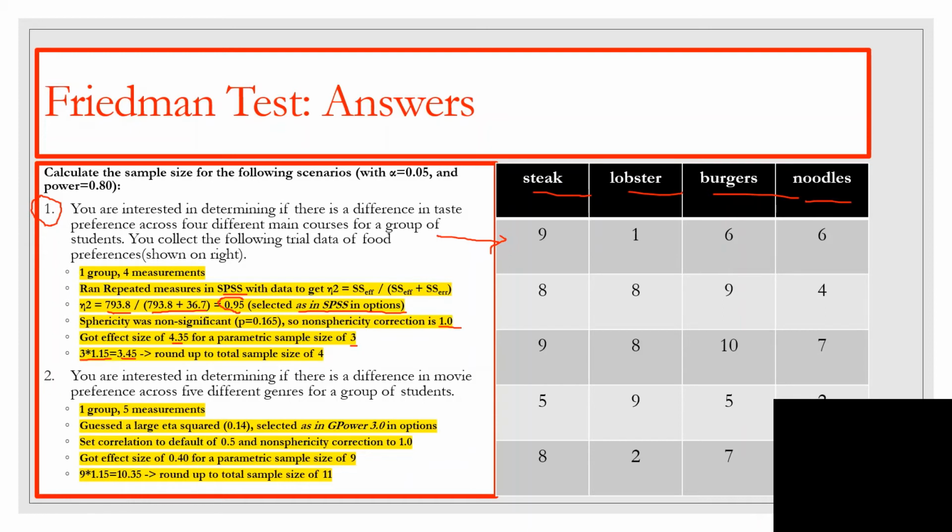For the second, I have no information other than the group and measurement size, so I guess a large effect, but make sure, since I'm not calculating from SPSS, to return it to "as in G*Power 3.0". And default these values, an effect size of 0.4 and parametric of 9, correct for non-parametric to get a total sample size of 11.